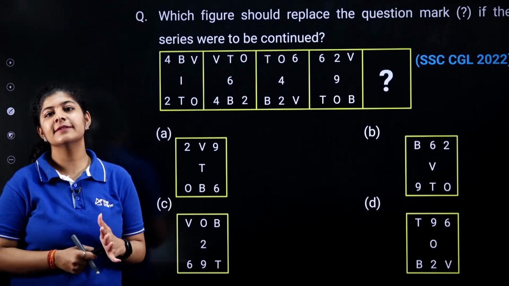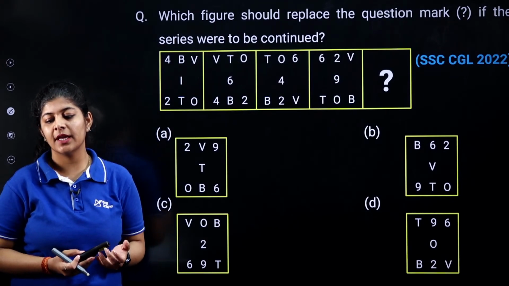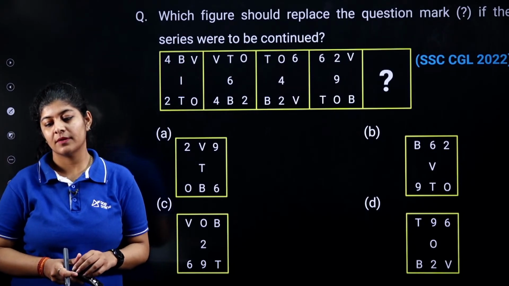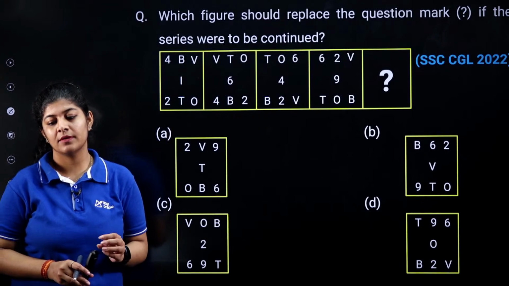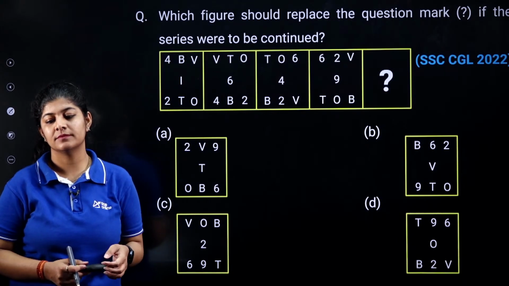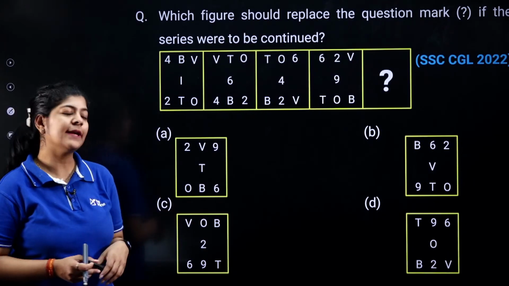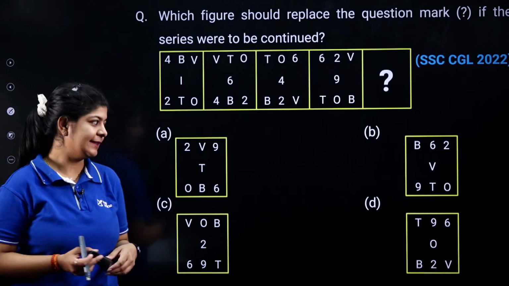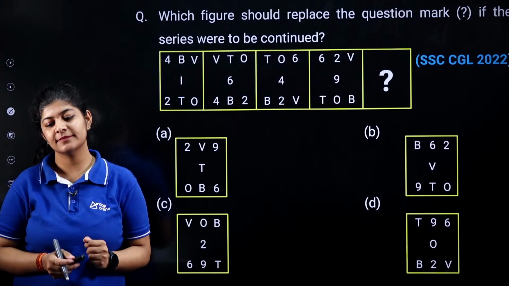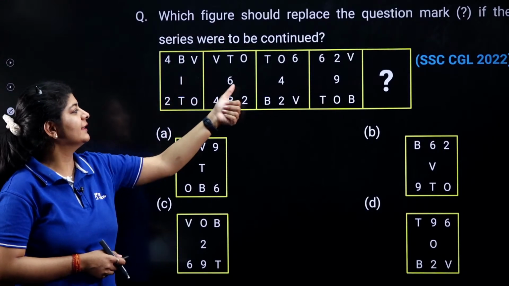So what is the correct answer? Anyone in the comment section? What is the correct answer? Option number A, B, C, D. Out of these four, what is the correct answer? Just simply observe the characters which are present in these boxes.